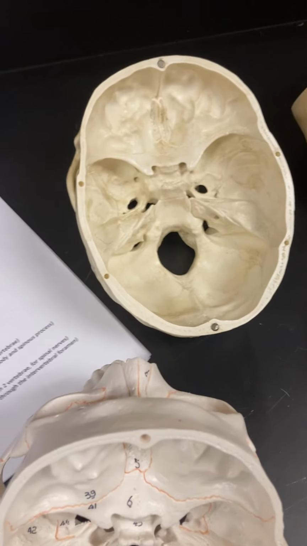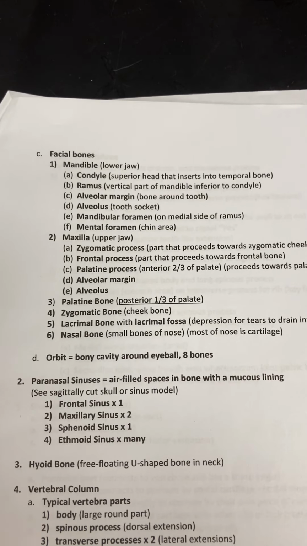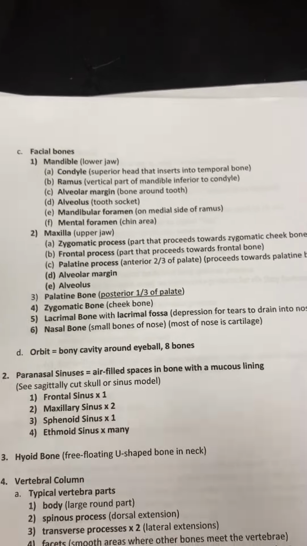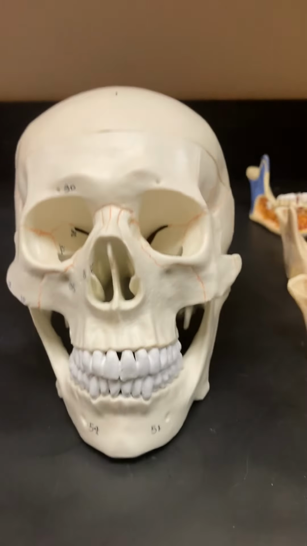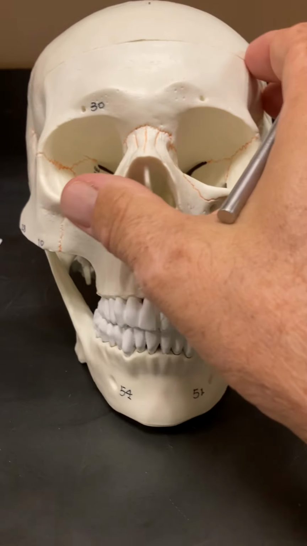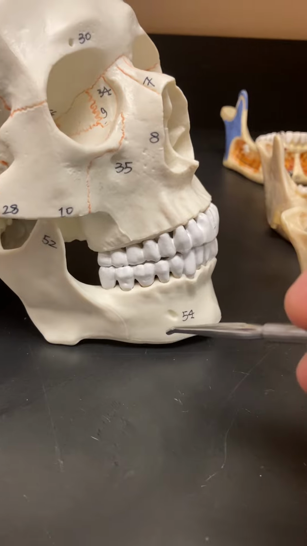Alrighty, let's move to the facial bones now. We're going to cover 6 of the facial bones. A few more than that, but those are the major ones. So, here is your face. Let's just go through them and then we'll go through the parts. Basically, we have the mandible. This is jawbone, lower jaw.